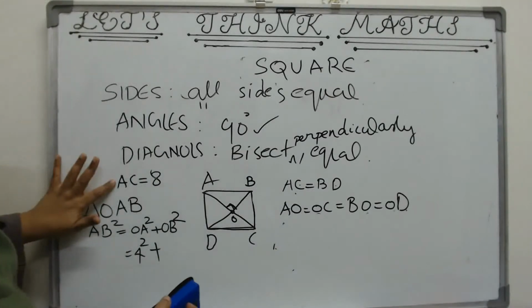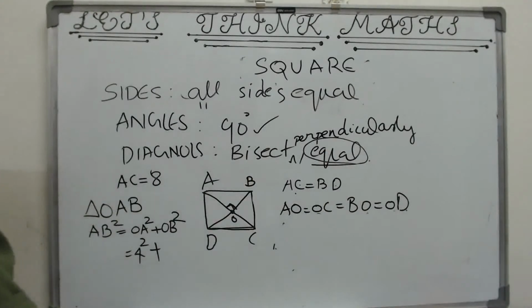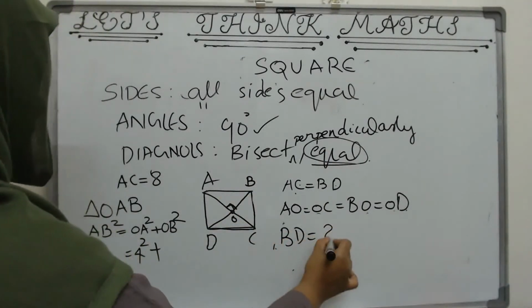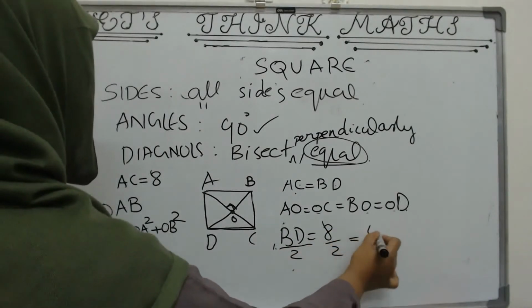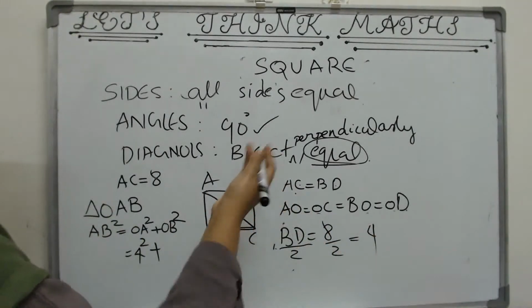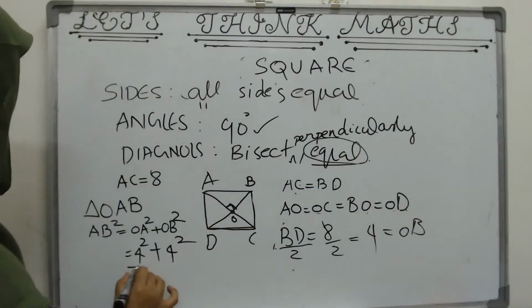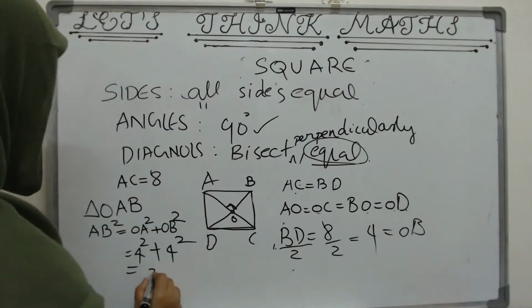If AC is 8, look at the diagonals. Both the diagonals are equal, which means BD is also equal to 8, which means half of BD is equal to 4. But what is half of BD? It is BO. So this is also equal to 4 square. So 4 square is 16. 16 plus 16 is 32.